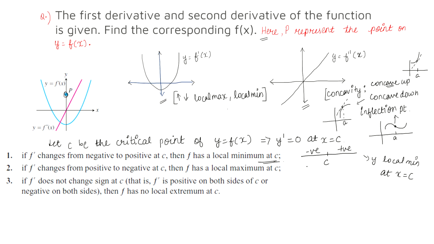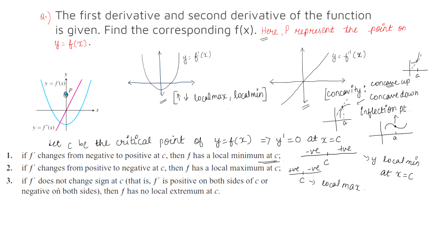Similarly, if the first derivative changes sign from positive to negative at c, then we say that f has a local maximum at c. That is, if this is a point c and if f dash was positive before x is equals to c and negative after x is equals to c, so at x is equals to c, f dash is going from positive to negative. So the point C will be then called local maximum.